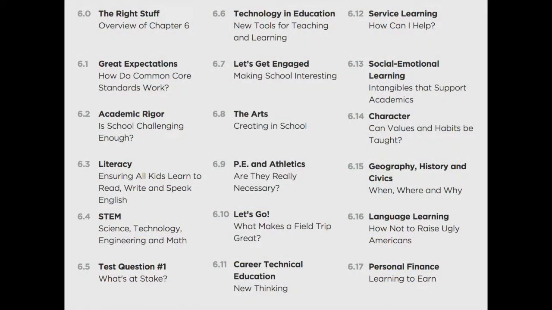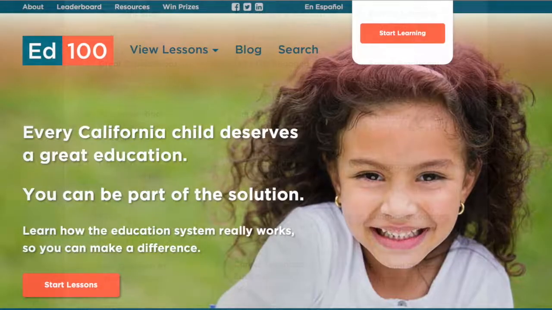And that's the high-speed summary of Ed100 Chapter 6, which touches on the many important subjects that are taught or ignored in California schools.